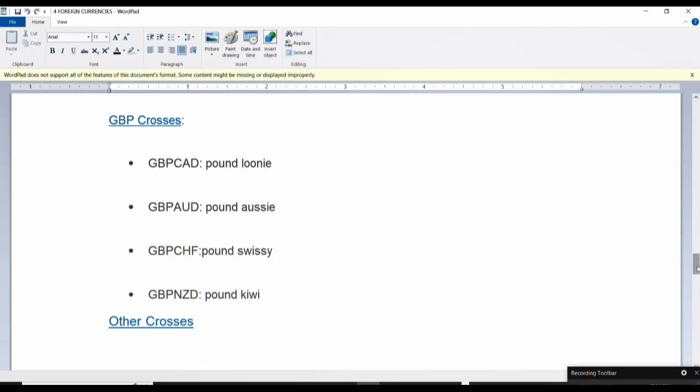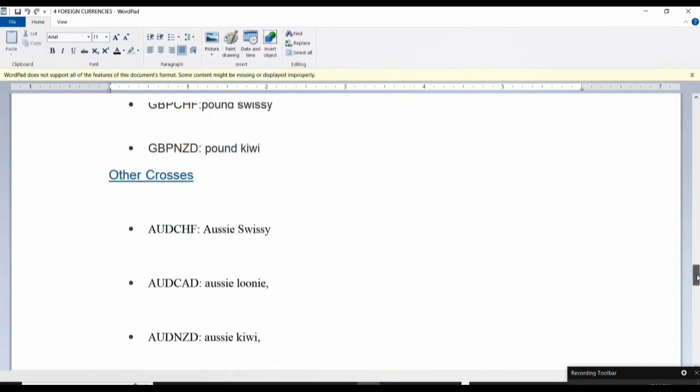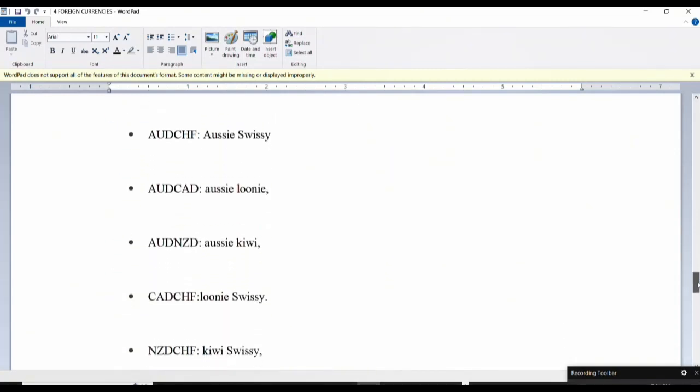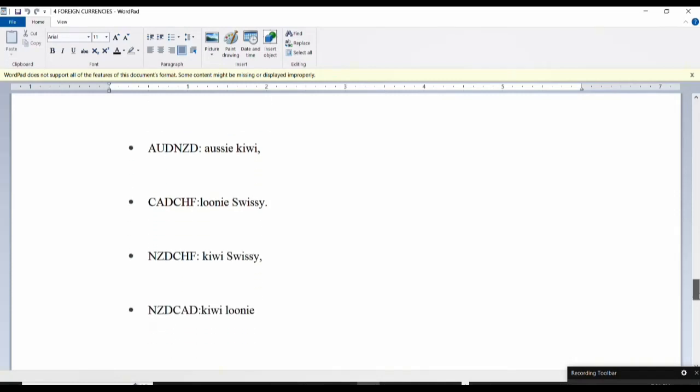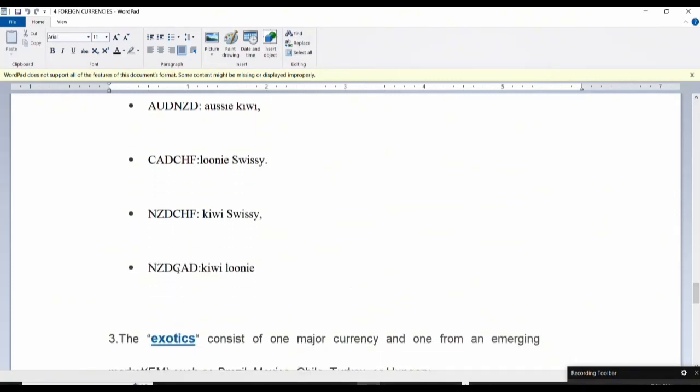Now we have other crosses as well, and they still do not involve the United States dollar. For example, the Australian dollar and the Swiss franc, Aussie Swissy; the Australian dollar and the Canadian dollar; the Australian dollar and the New Zealand dollar; the Canadian dollar and the Swiss franc; the New Zealand dollar and the Swiss franc, forming the Kiwi Swissy. We also have the New Zealand dollar and the Canadian dollar, forming the Kiwi Loonie.